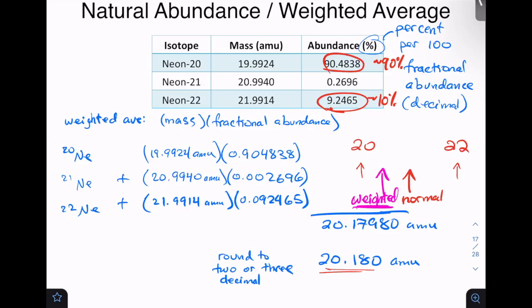And this is the actual average based on the actual abundance in nature. It's about 20.2, what you would expect. It's about 10% of the way between 20 and 22.